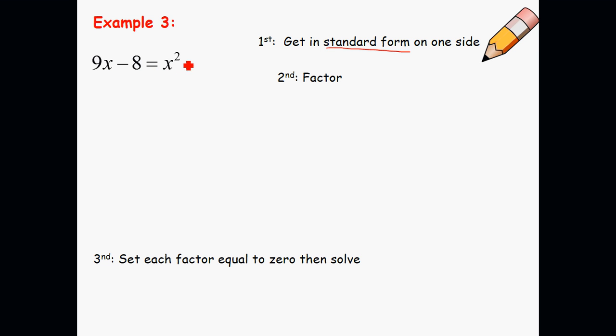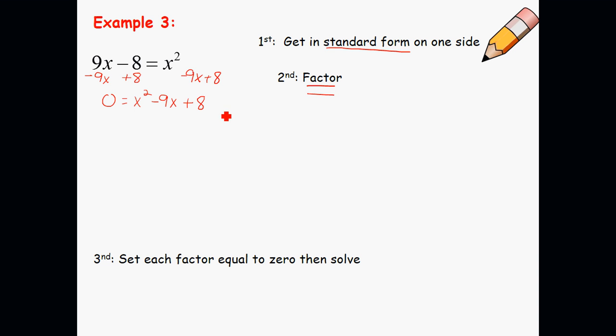So that means you want to make sure all the terms are on one side. It's easiest if your x squared here remains positive. So even though it seems like more work, I would want to subtract the 9x and add the 8 over to the other side. 0 will be on this side, but that's okay. I'll have x squared minus 9x plus 8. Once I have them in standard form with the x squared positive now I can go ahead and factor.